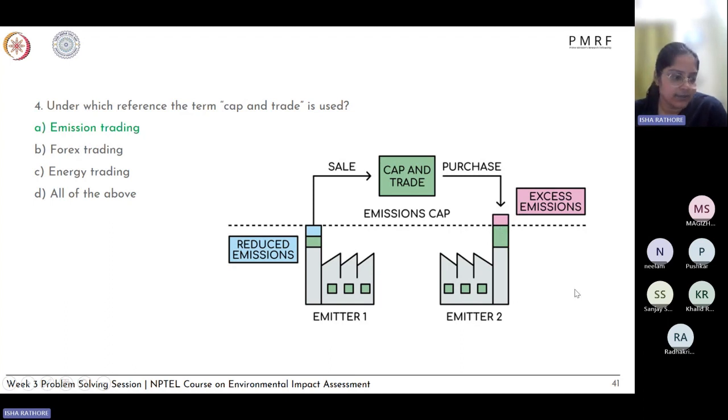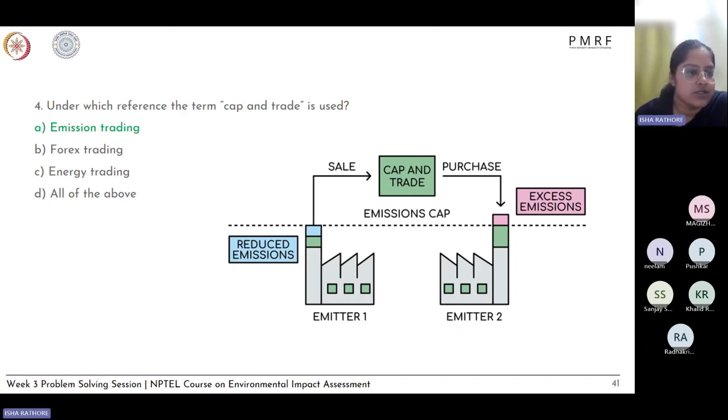So basically, emitter 2 will be penalized if it does not meet this emission limit, and emitter 1 is at a good stage where it doesn't have to pay anything, but it has this excess space or excess value which it can gain out of taking somebody else's emission. So it's this selling and buying, this cap and trade, which is happening. Because of this emissions cap, trade is possible. So it's associated with this emission trading concept.